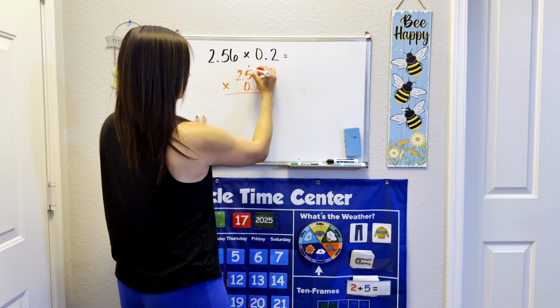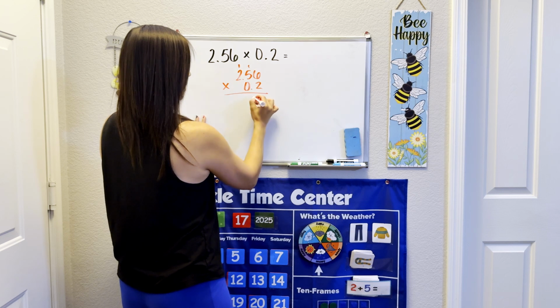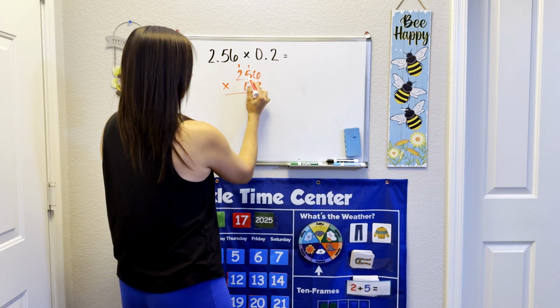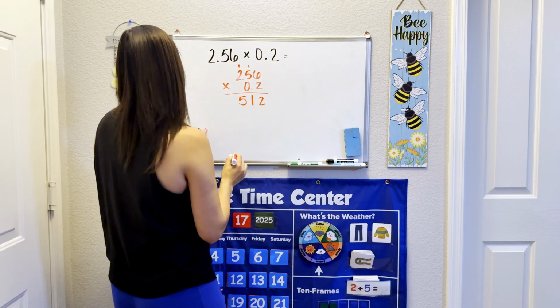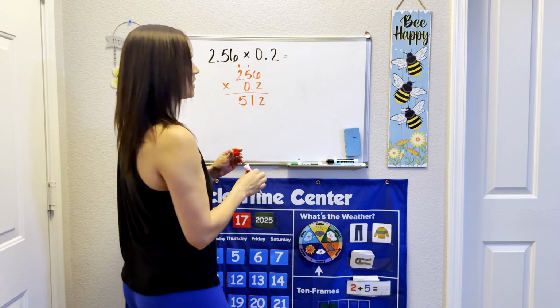So 6 times 2 is 12, 5 times 2 is 10 plus 1, and 2 times 2 is 4 plus 1 gives you 5. So we have 512, but that is not our answer.